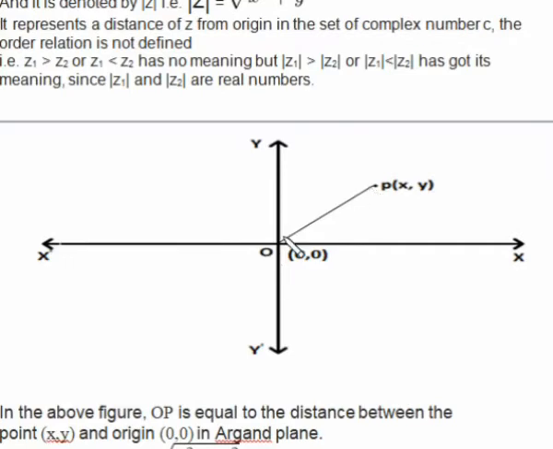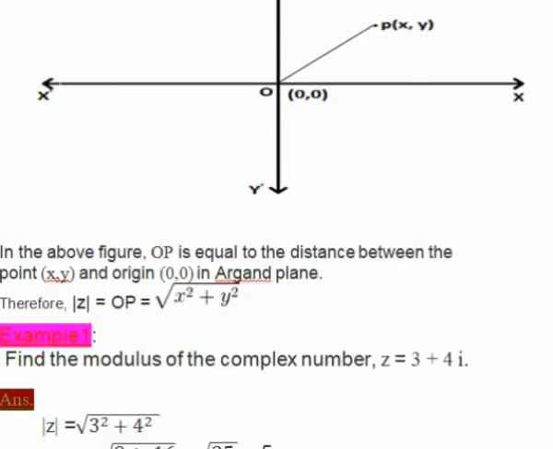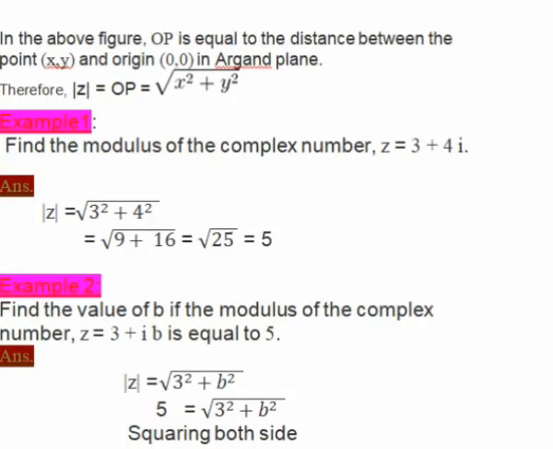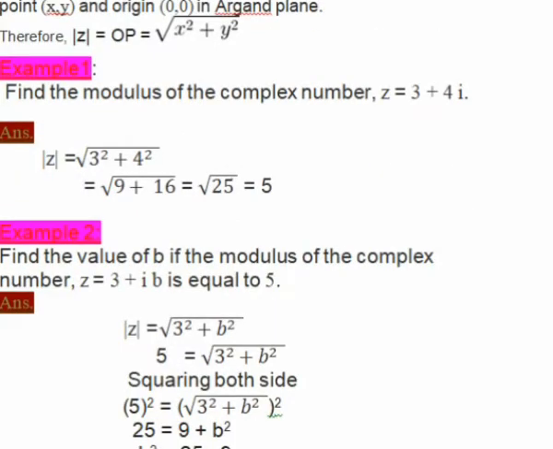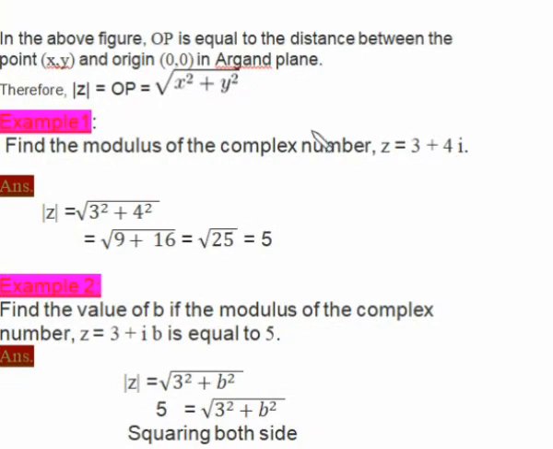By the modulus, we find its distance from the origin. In the above figure, OP is equal to the distance between the point (x, y) and the origin (0, 0) in the Argand plane. We find the mod of z, which is equivalent to OP, and we get root under x square plus y square. Now we see some examples related to modulus.